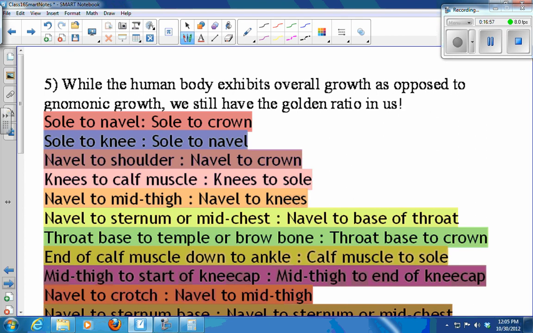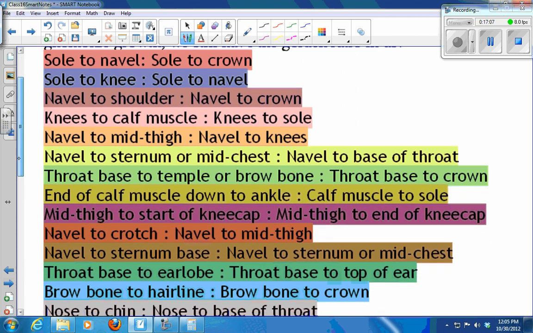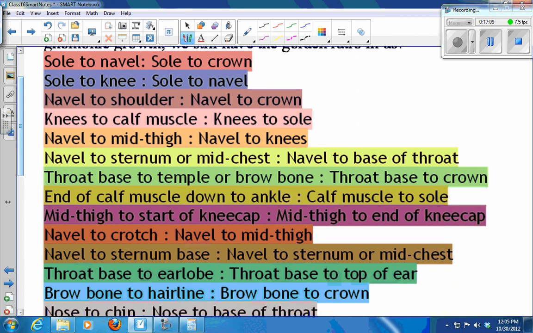And although the human body exhibits overall growth as opposed to geometric growth, we still have the golden ratio in us. There are tons and tons of measurements where if you take the ratio of one measurement to another measurement, you get approximately the golden ratio. In each individual person, it might not come out to exactly the golden ratio, but if you take an average of all people, you get pretty close to the golden ratio.